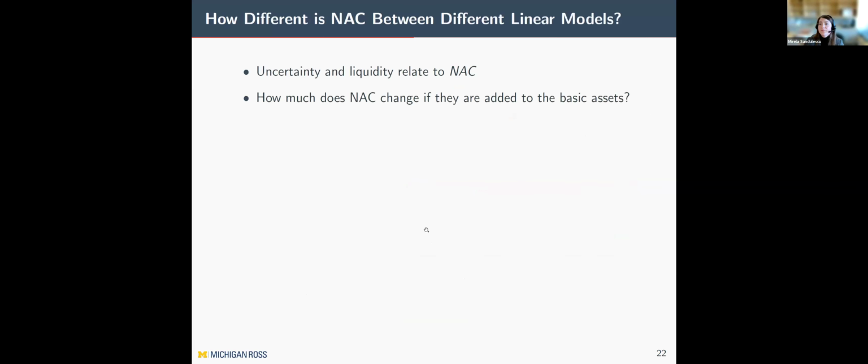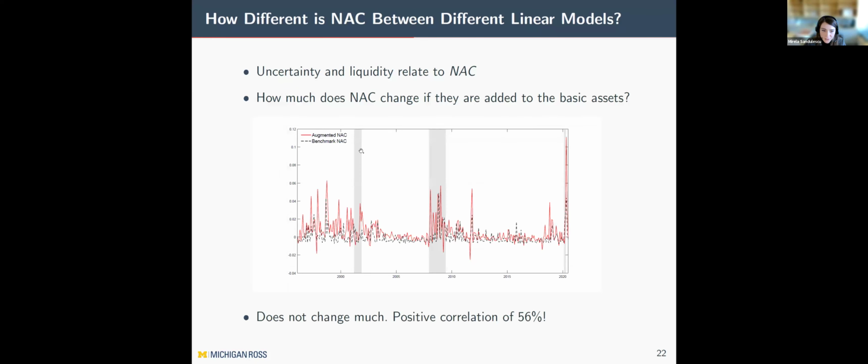You may be wondering, how does our NAC change if we were to add these two components to the linear model, right? If NAC was truly redundant, then you should see that it goes to 0. So what we do next, we re-estimate the model by extending the linear component to account for traded uncertainty and liquidity factors. And again, I'm going to plot here the time series of our original benchmark NAC and the augmented one, which accounts additionally for uncertainty and liquidity.